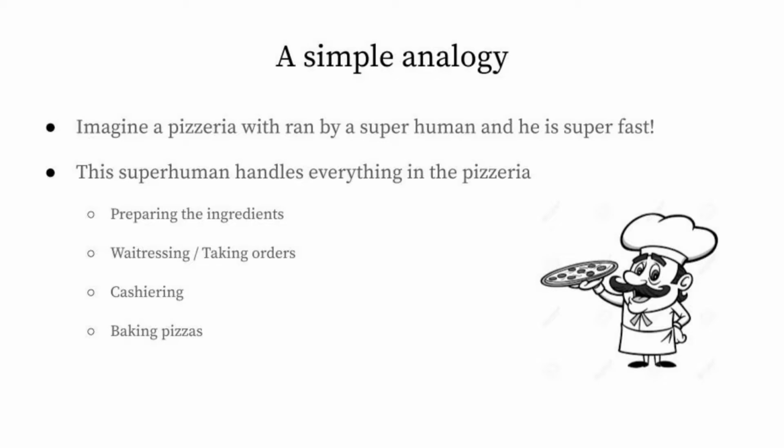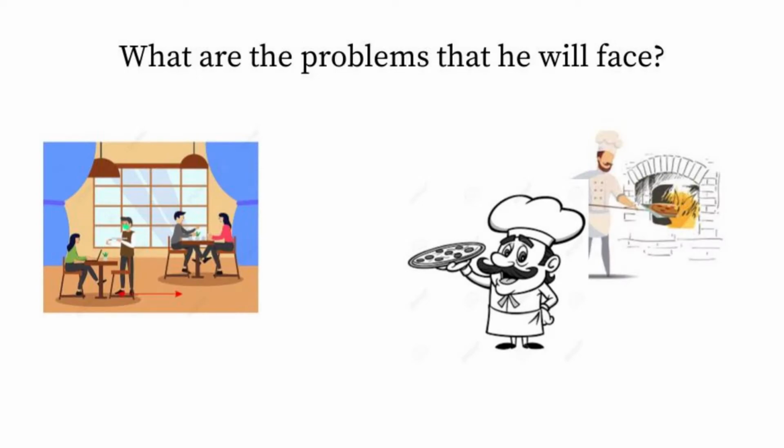A good analogy of an RTOS is a superhuman that is running a pizzeria. He's super fast and he could switch between being a cashier, a cook, or a waiter in no time. Let's think, what are some problems that he might face? For example, while preparing for a pizza, a customer might come in. This gives him a unique problem.